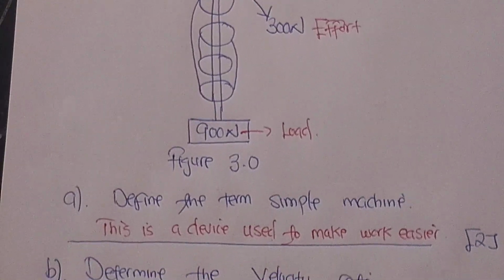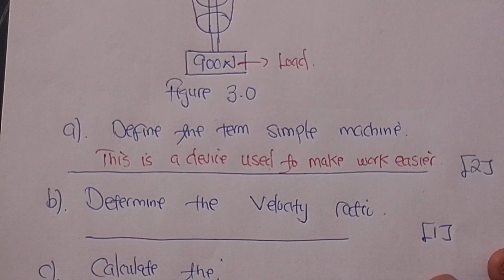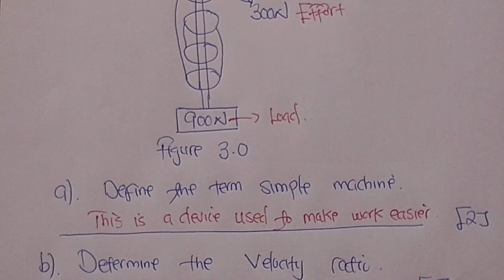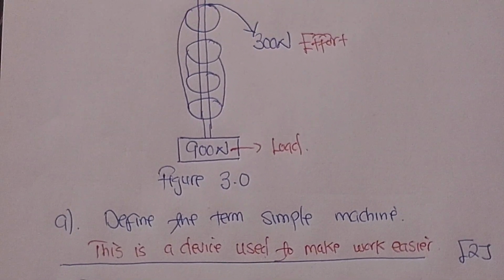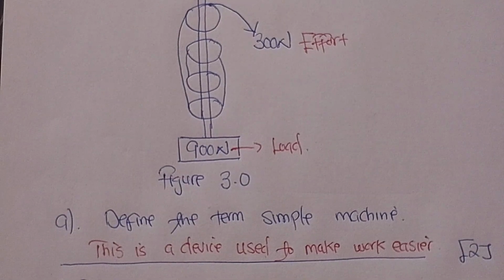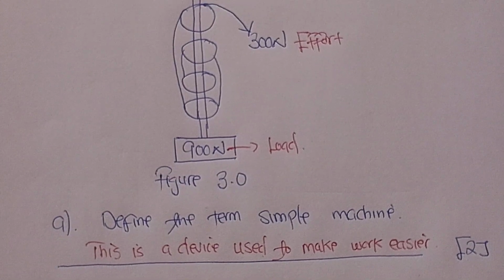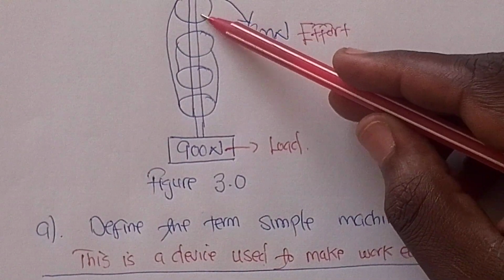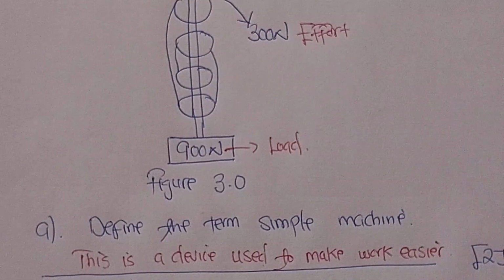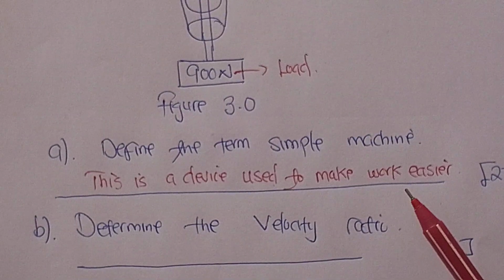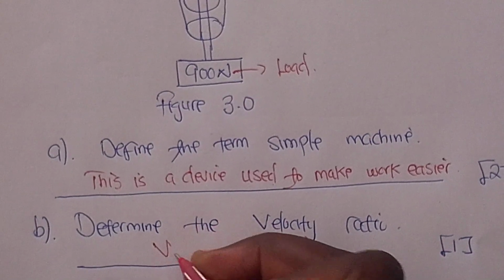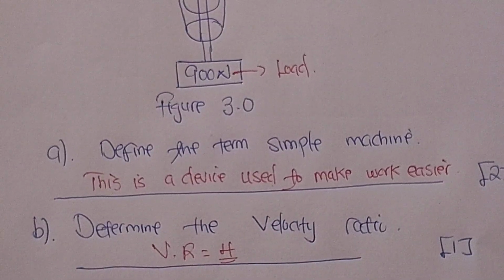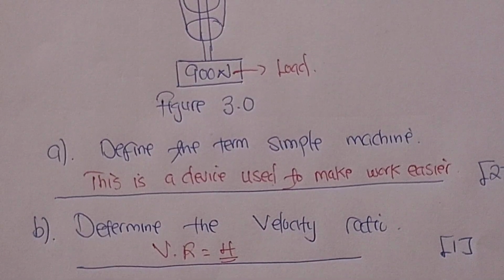And then we move on to the second one. It says determine the velocity ratio. How do we determine the velocity ratio? We count the number of wheels. How are wheels represented under a simple machine? Wheels are going to be represented by circles. So 1, 2, 3, 4. No wonder the question said determine. So which means the velocity ratio is now going to be equal to 4. And since it's a ratio, it doesn't have units.